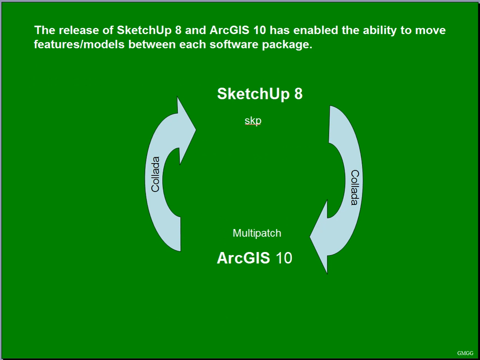Both Google and Esri released new versions of their flagship software in the summer of 2010. In the past years, we have enjoyed the ability to go from SketchUp to ArcGIS, but not from ArcGIS back to SketchUp, where we could make changes to the building models. This capability is now possible by using Collada as a data exchange format, which both Google and Esri now support.